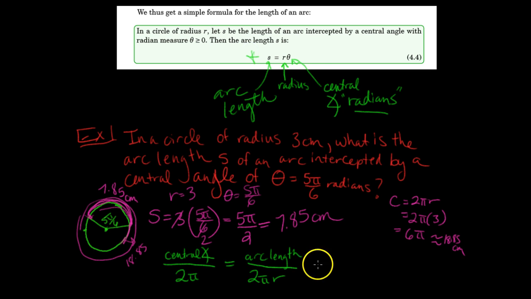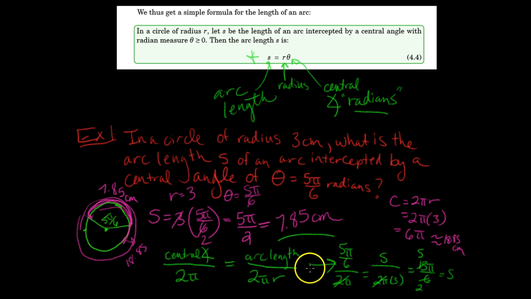And I think that's important. And you can just set it up. So the central angle was given to be 5 pi over 6 is to 2 pi, as the arc length, and that's what we're trying to find, that's S, is to 2 pi times the radius, which is 3. I'm going to cancel my 2 pi's. Okay, and I'm going to put this 3 on the top. So this is the same as 15 pi over 6 is equal to S. We cancel the 3's and we have 5 pi over 2, which is exactly what we had before, 7.85.